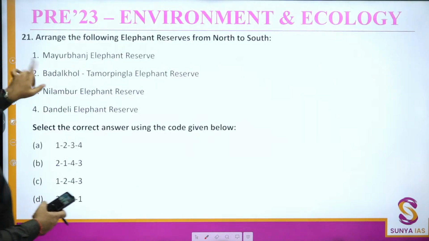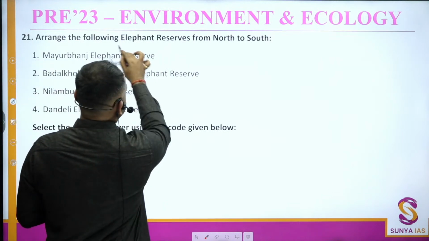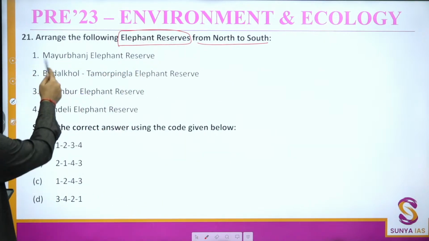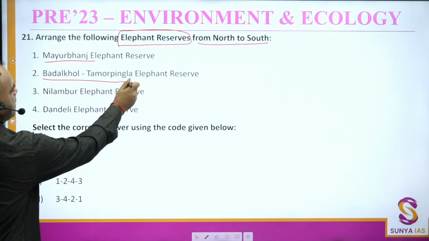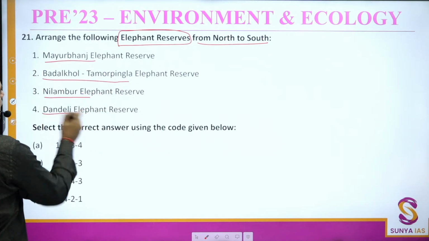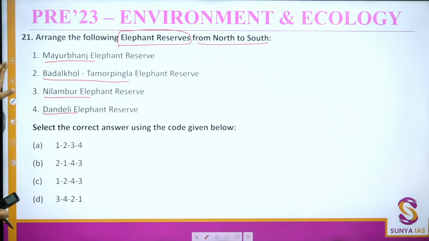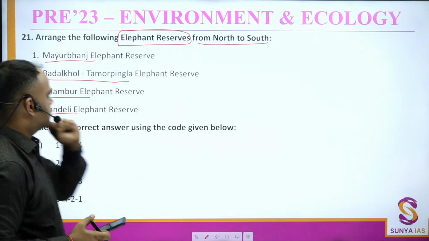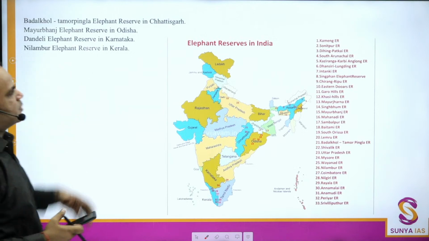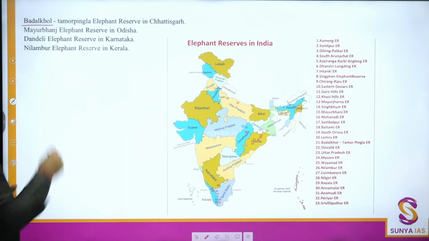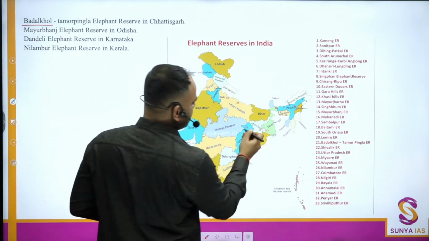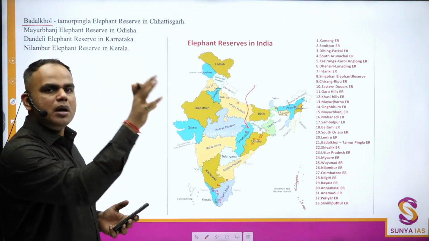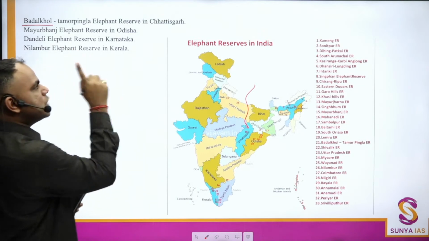Now there are some elephant reserves mentioned and you have to arrange them from north to south: Mayurbhanj, Badalkhol, Timor Pingla, Nilambur and Dandeli. These kinds of questions are very interesting. If you know roughly the names, for example, Timor Pingla was in the news. One by one we'll see. Badalkhol and Timor Pingla are actually in Chhattisgarh. And by the way, Guru Ghasidas and Timor Pingla wildlife sanctuaries have been combined to form a tiger reserve in Chhattisgarh. So if you knew that, you could also have guessed this part.